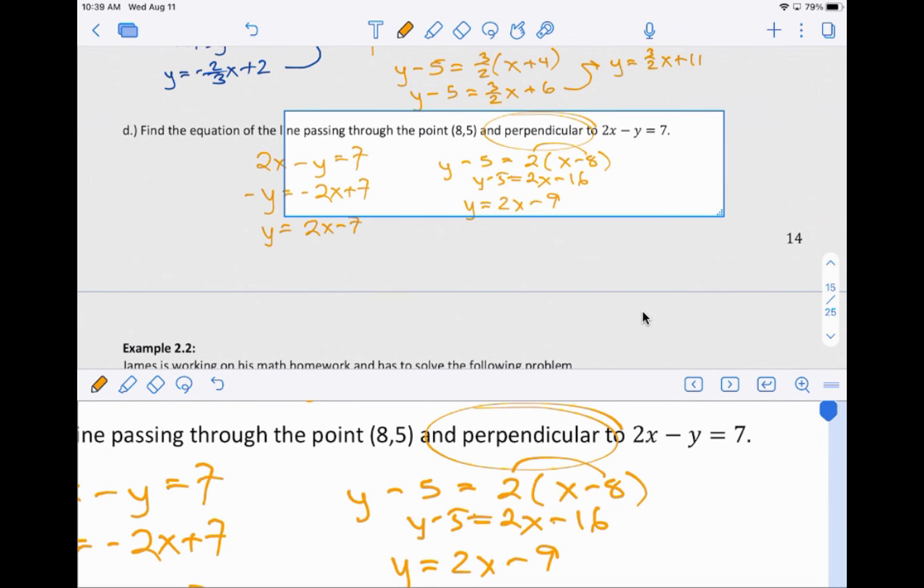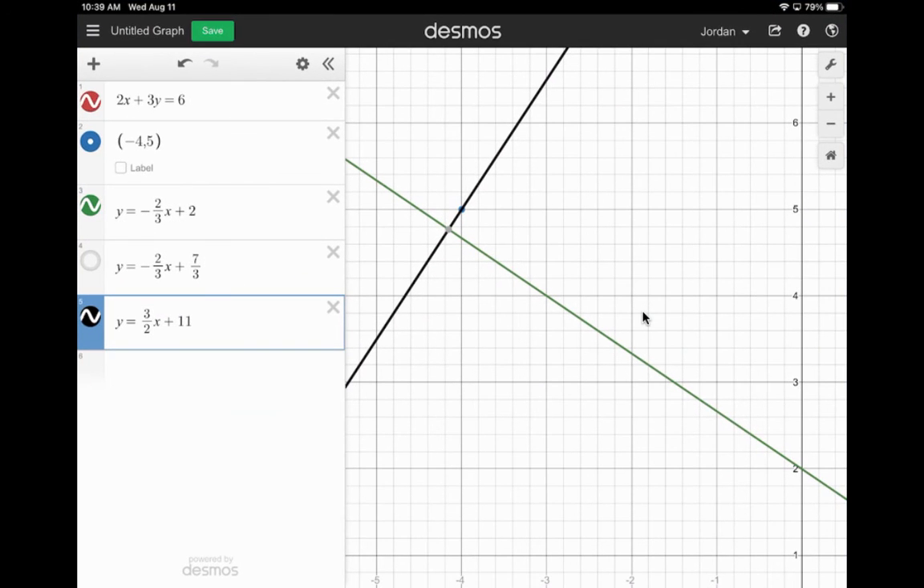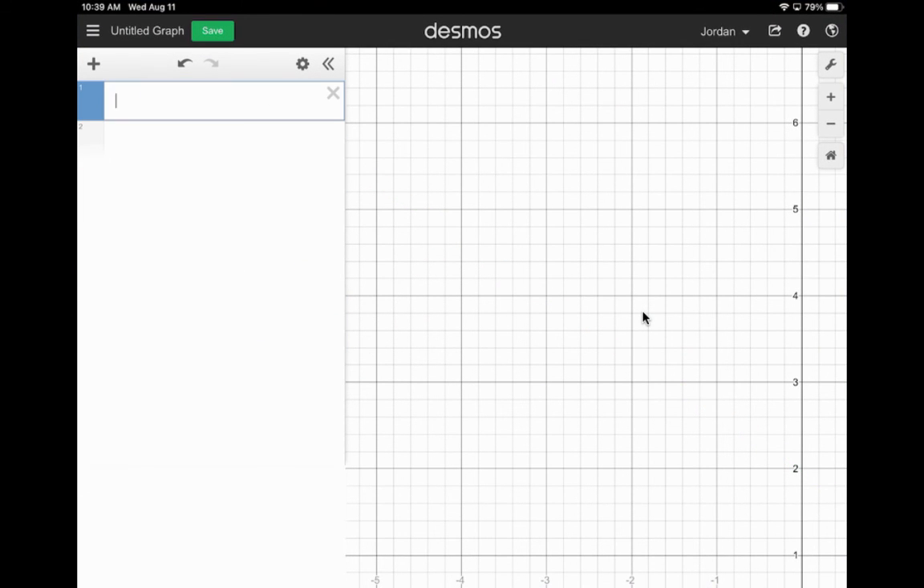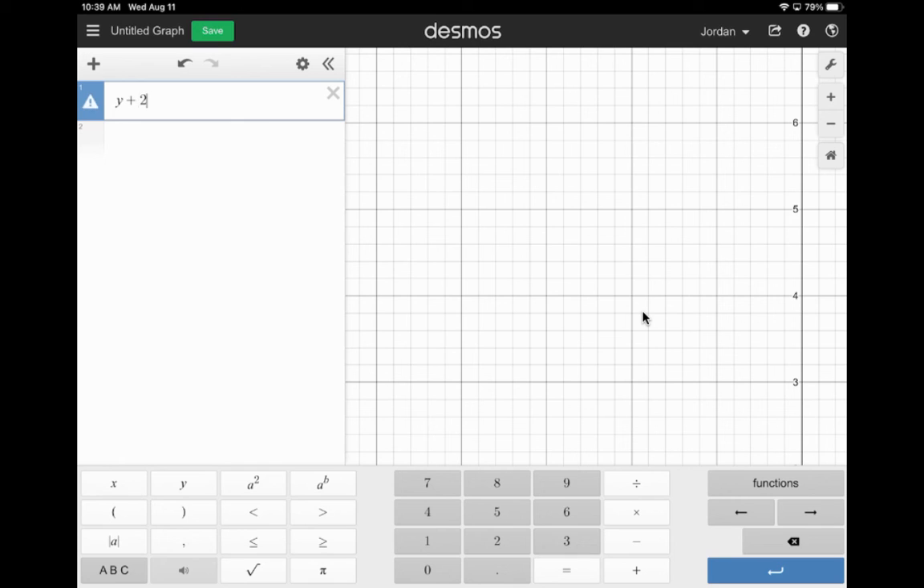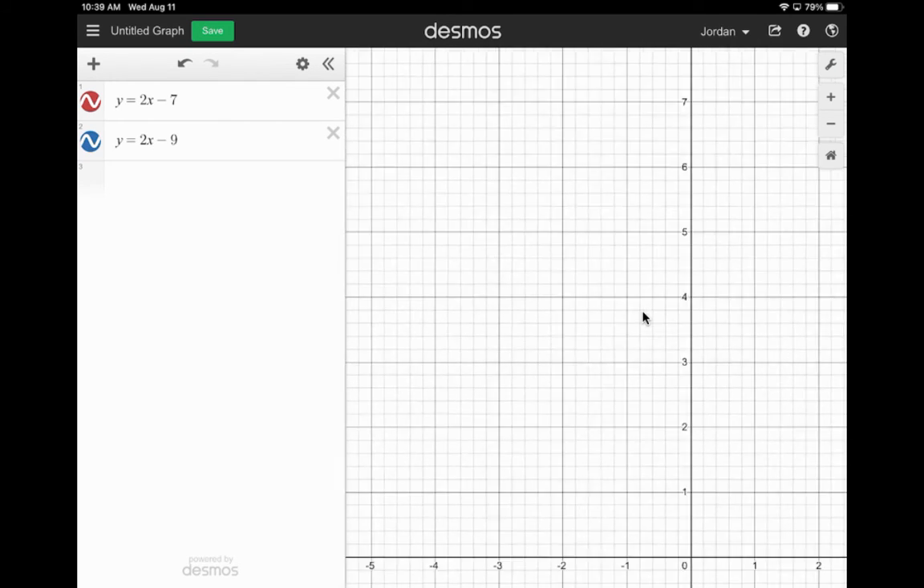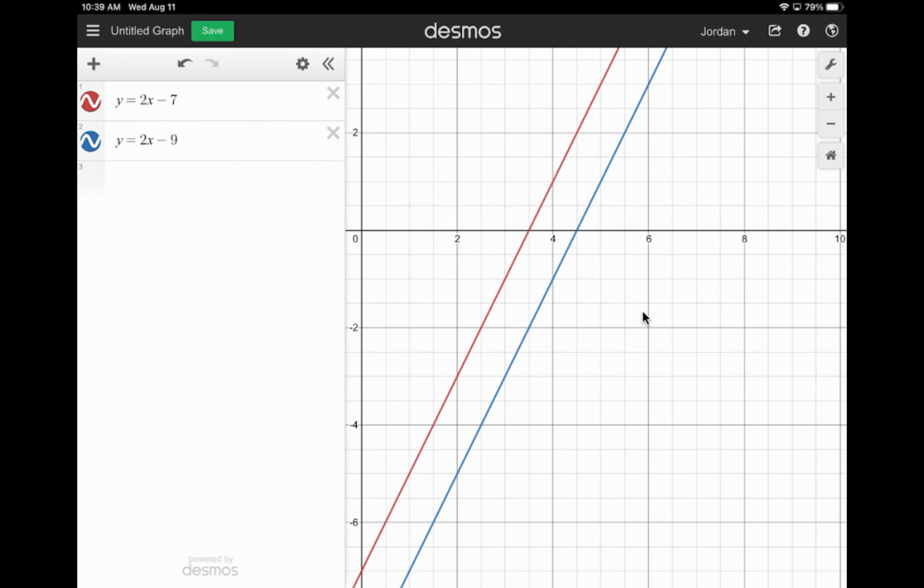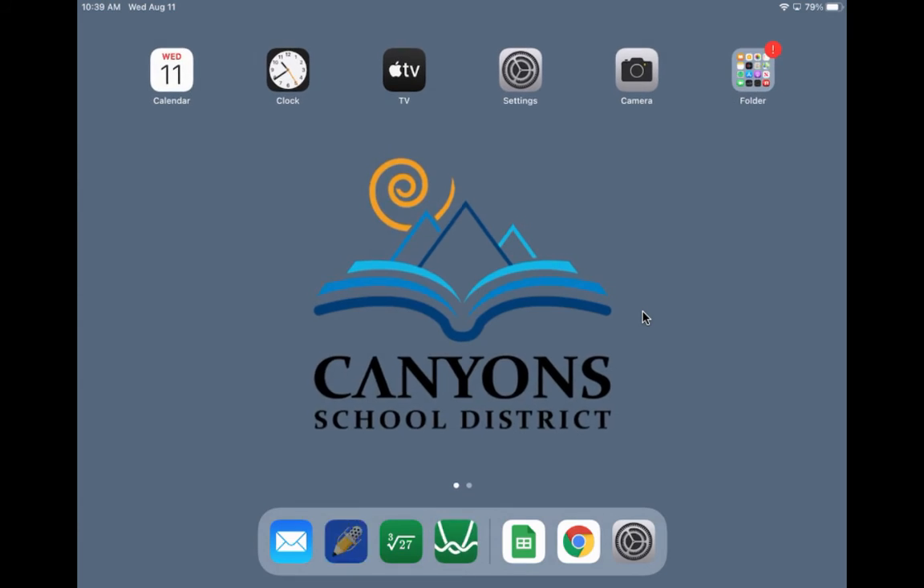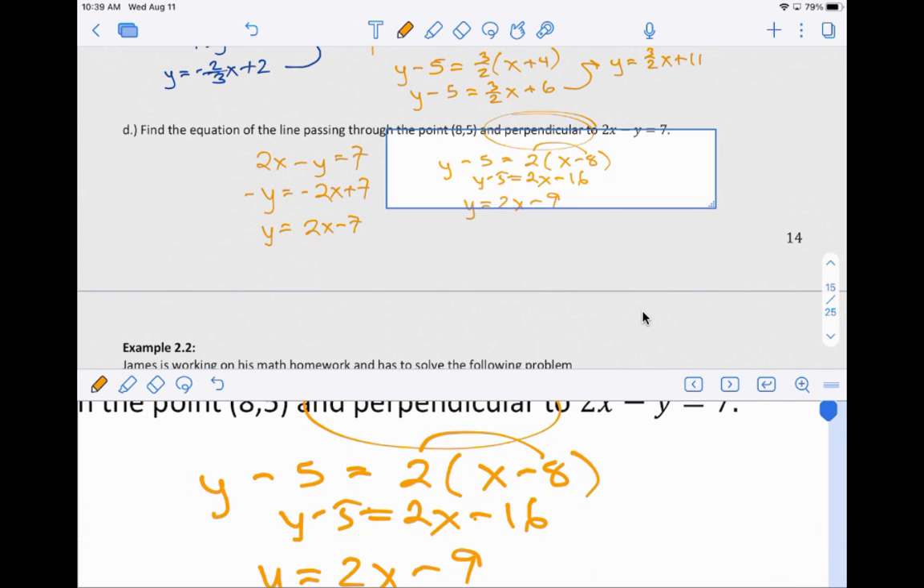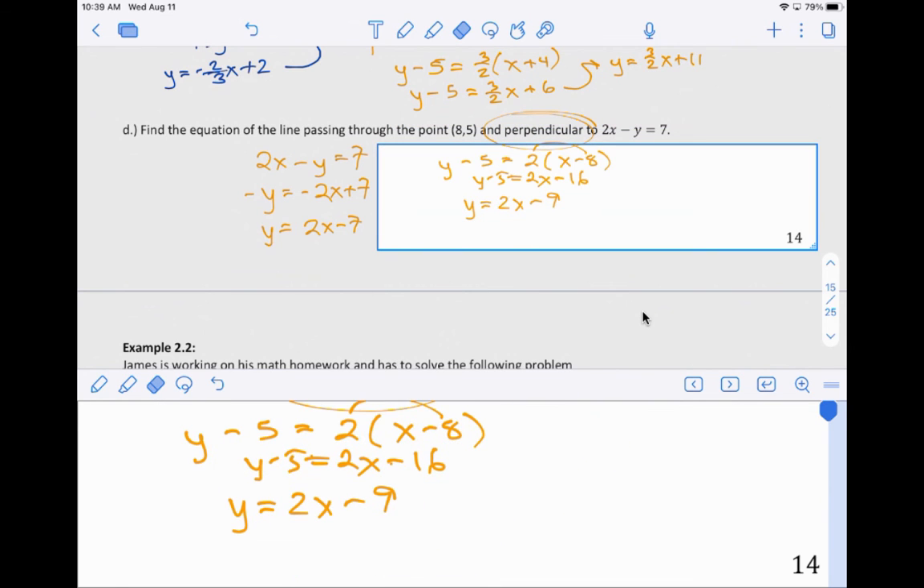Let's look at these two lines on Desmos real fast. Y equals 2x minus 7, not plus, and y equals 2x minus 9. If you look at those, are those two perpendicular lines? Miss K, you forgot to switch the slope. Oops, those are supposed to be perpendicular. So I didn't do the one step that you're supposed to do.